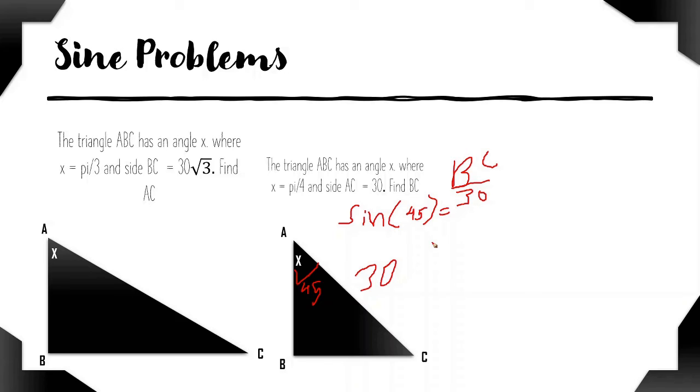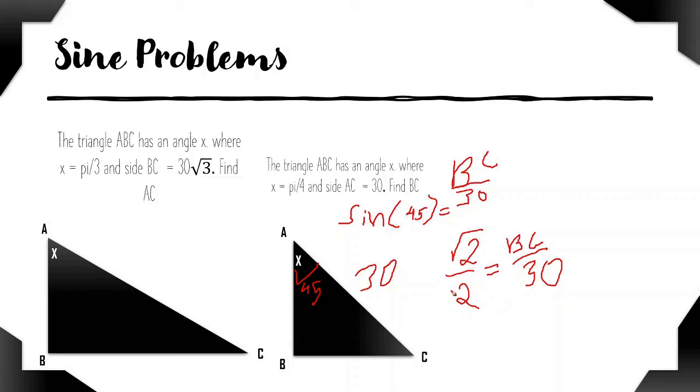So sine of 45 right now is 0.70701. Okay, so that would equal square root of 2 over 2. So that's the sine of 45. We learned that in the last episode, that the sine of 45 is going to be equal to the square root of 2 divided by 2. And you should have memorized that. So BC over 30.